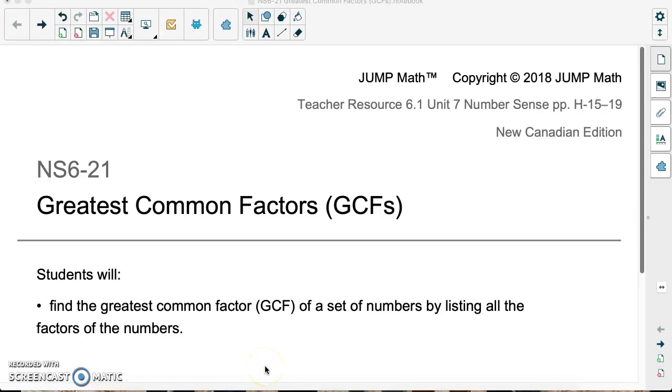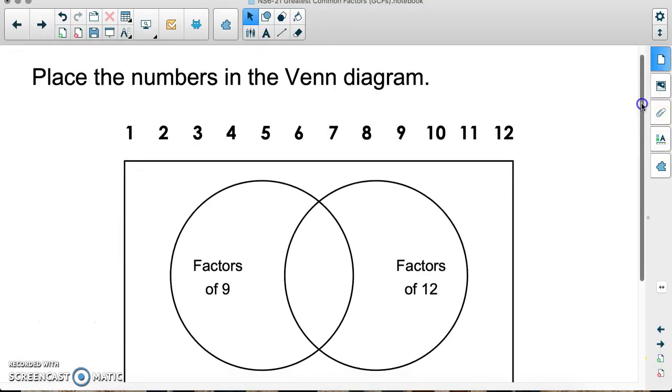Today's lesson is on the greatest common factors, also known as GCF. Today's goal is that students will find the greatest common factor of a set of numbers by listing all the factors of the numbers. So let's just start with a review so far of what we've done this unit.